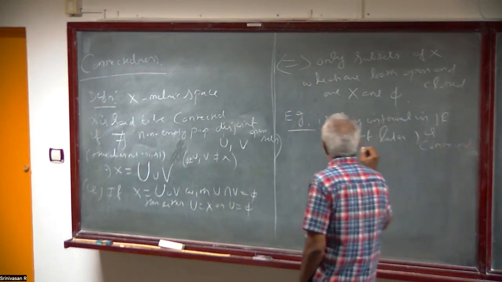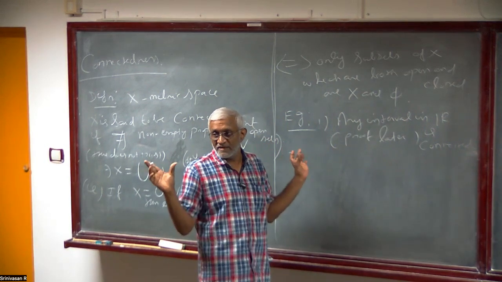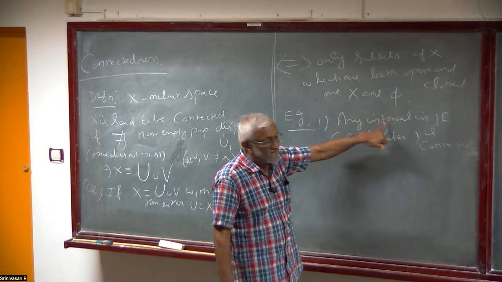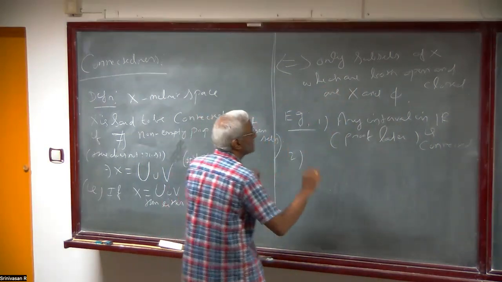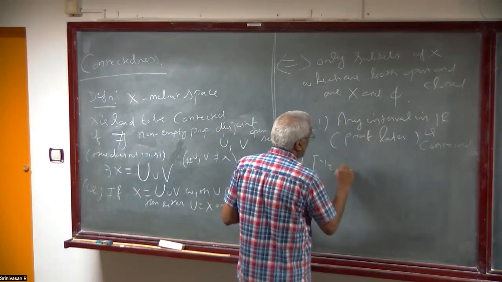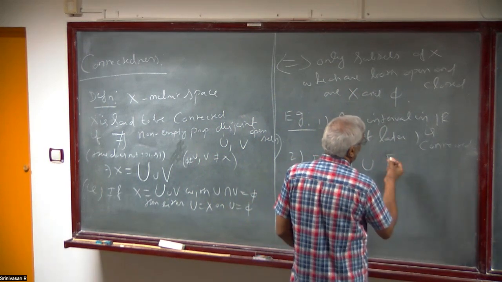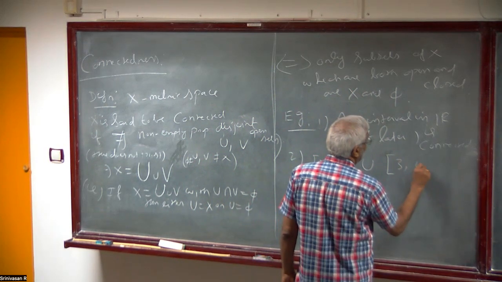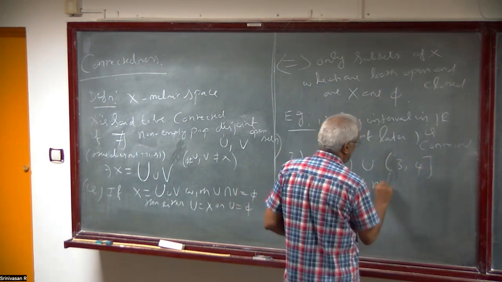This is an example. A non-example is you can take two disjoint intervals. Any interval means it can be open, closed, half open, half closed, anything, and it is connected. But you can take this kind of interval, half to 1, union 3 to 4, whatever. This is not connected. Okay?